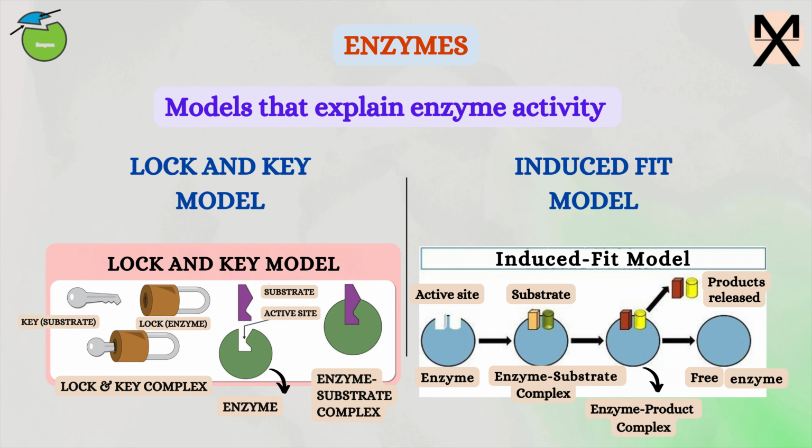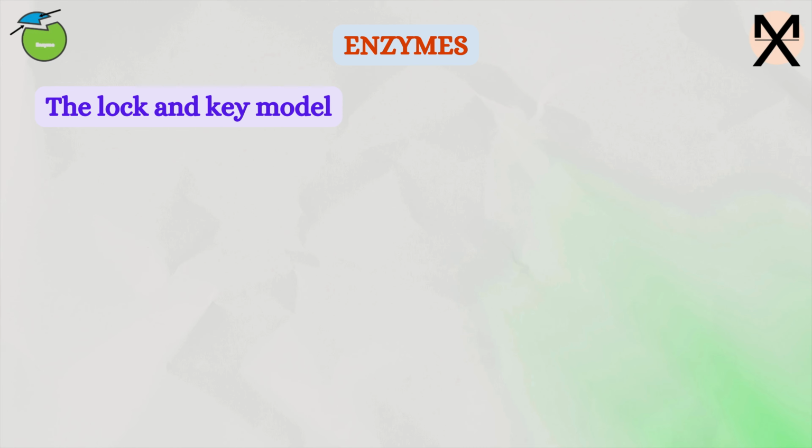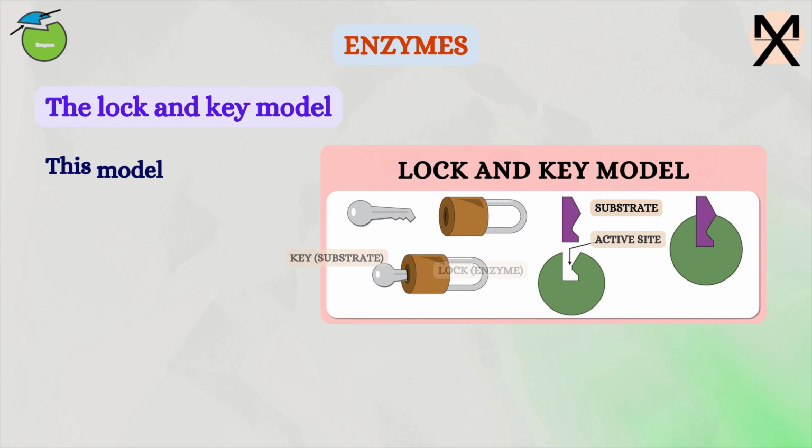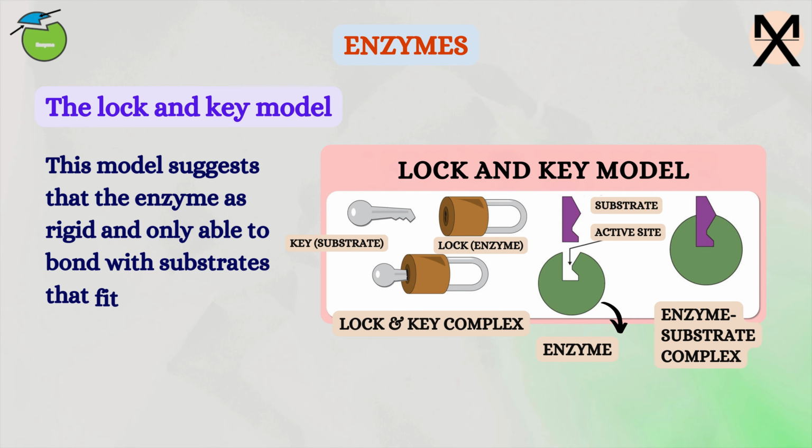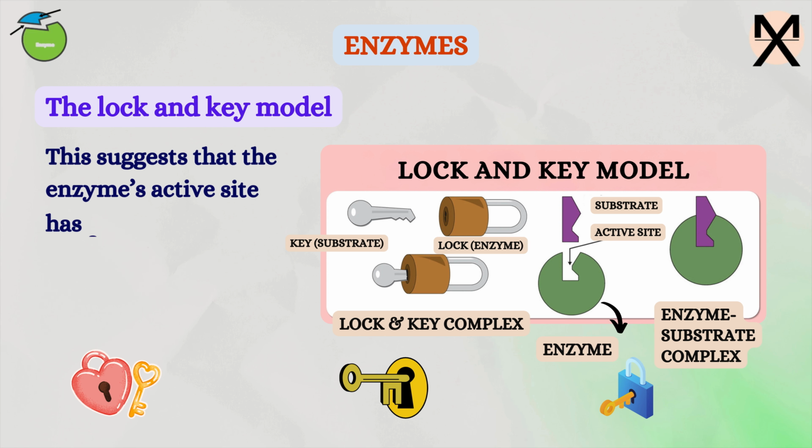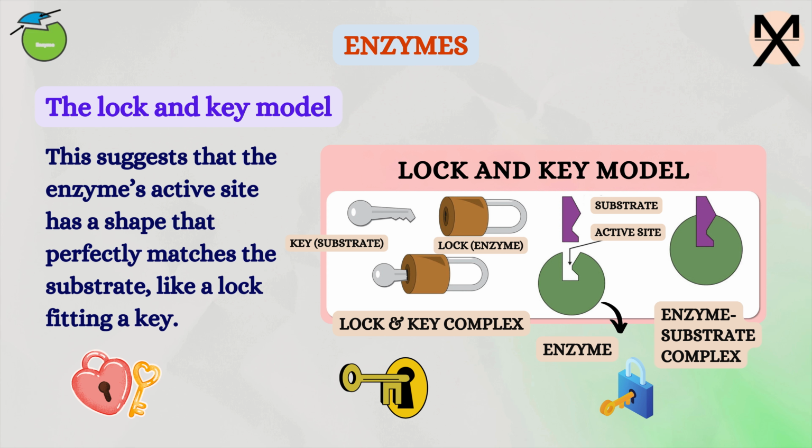Moving forward, we have two models which explain enzyme activity. These are the lock and key model and the induced fit model. What is the lock and key model? This model suggests that the enzyme is a rigid structure and only able to bond with a substrate that fits its active site exactly. The enzyme's active site has a shape that perfectly matches the substrate, like a lock fitting a key.